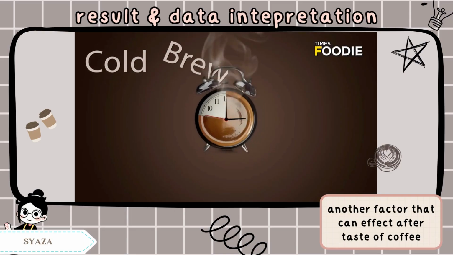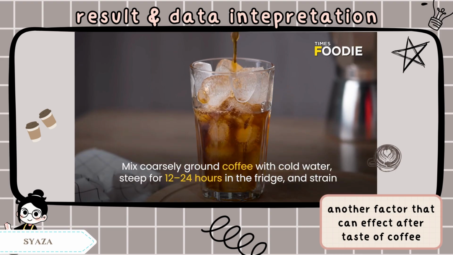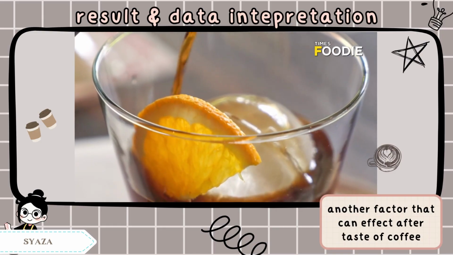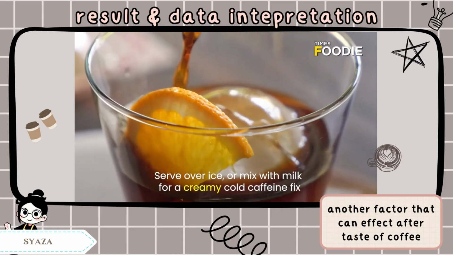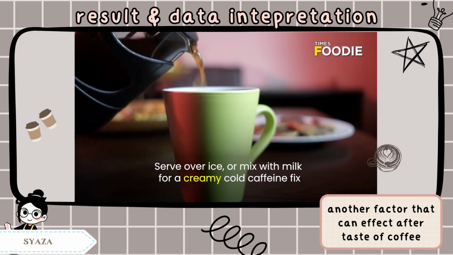Number 5, cold brew. And finally, for hot days or patient people, we have cold brew. Mix coarsely ground coffee with cold water, steep for 12 to 24 hours in the fridge, and strain. What you get is a smooth, low-acid coffee concentrate. Serve over ice or mix with milk for a creamy, cold caffeine fix.